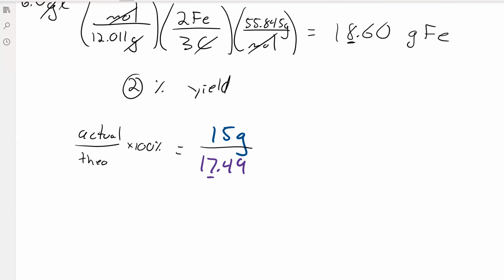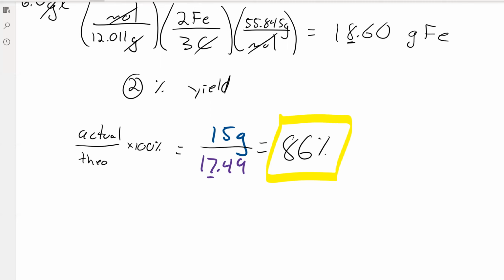With the uncertain digit right here. Again, we don't want to do any rounding until the end. And now we can plug it into our calculator and then round that value, right? Don't do any rounding until the end. And so with 2 sig figs, this would go to 86%. So we only got 86% of the product that we were supposed to. That's actually a pretty good yield.